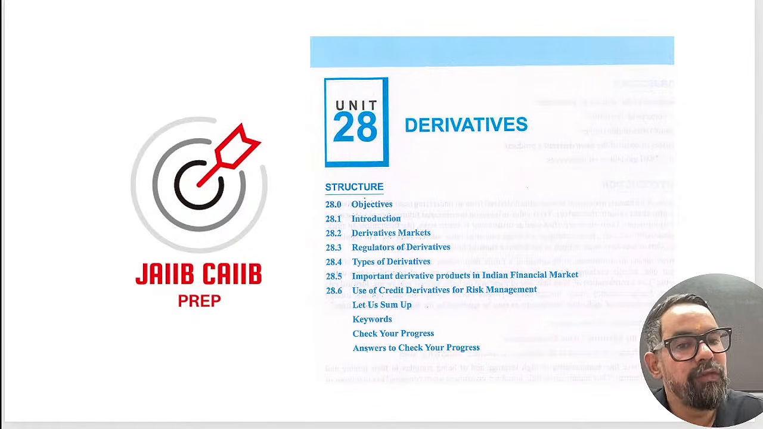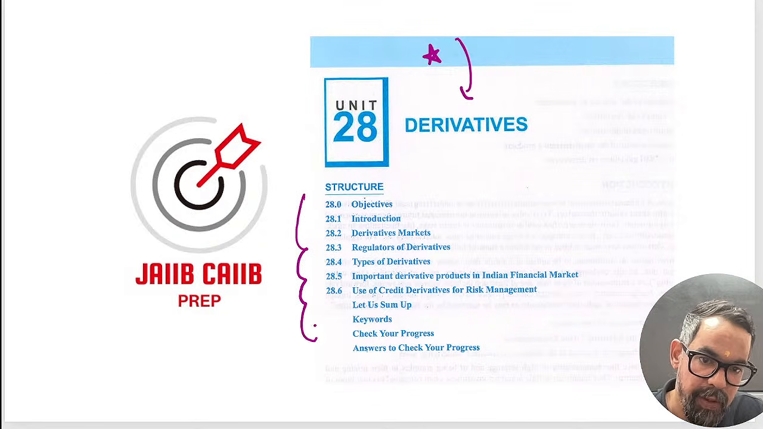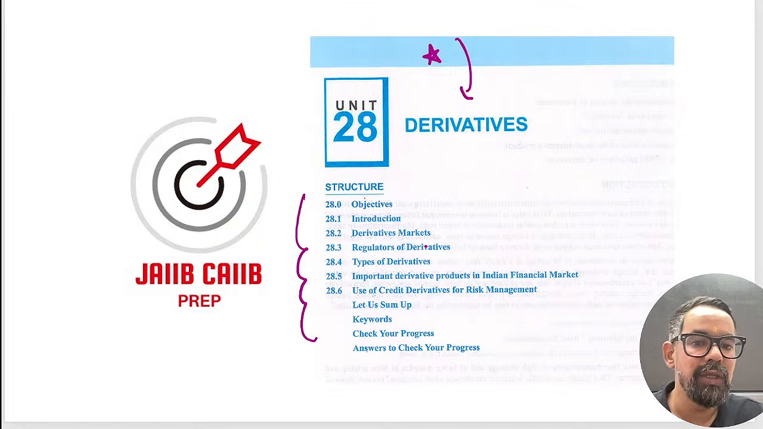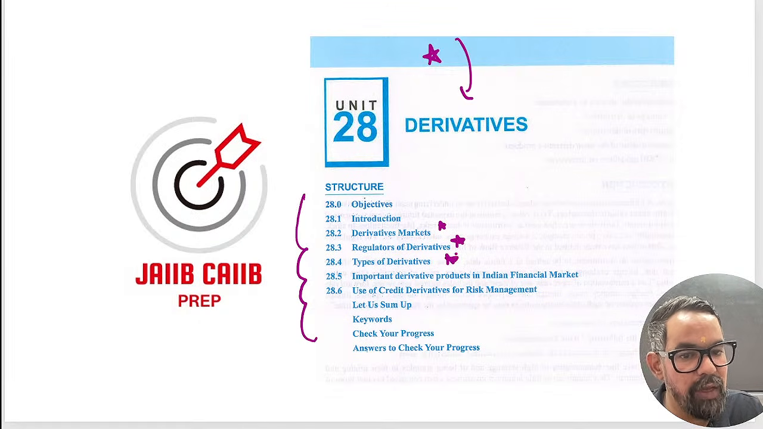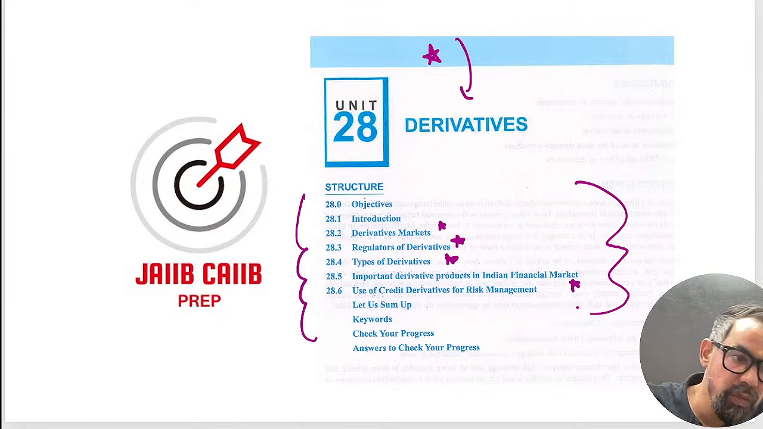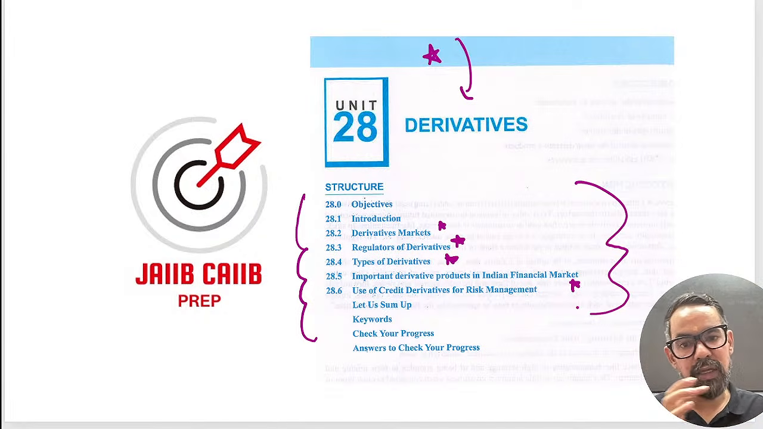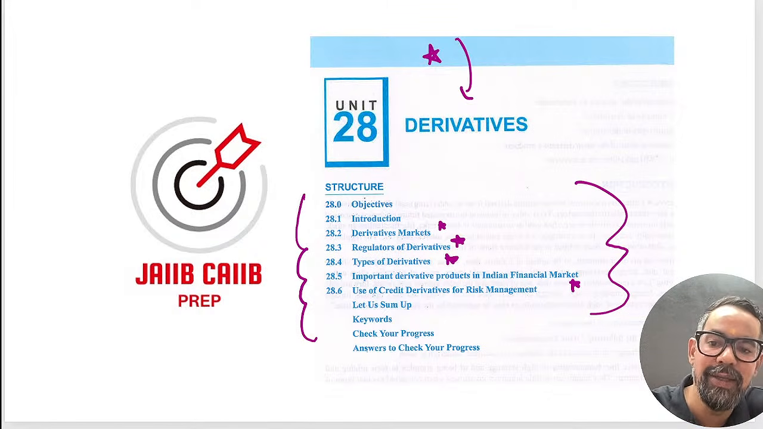Okay. Now the final unit from module C is derivatives. When it comes to derivatives, this is almost similar to your INIFS. Like the same derivative market, regulators of derivatives, types of derivatives, and importance of derivatives and all. In some topics, we have generally seen that there is an accounting perspective in others, but this is a common topic. And even if you go through the data also, that is exactly the same.